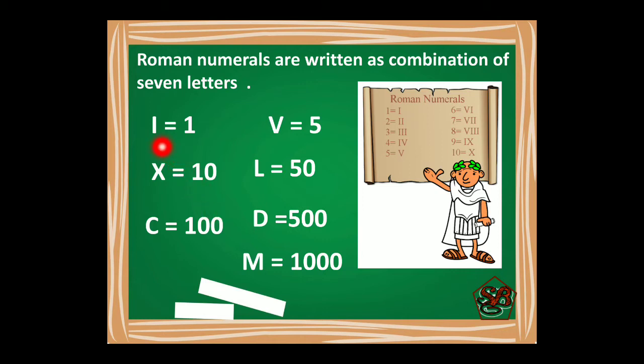I'm repeating again. These are the basic 7 letters in Roman numerals with which we can form the entire counting. I for 1, V for 5, X for 10, L for 50, C for 100, D for 500, and M for 1000.